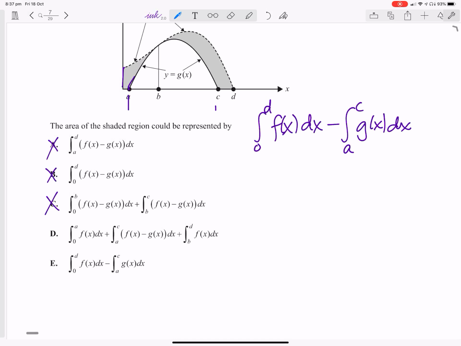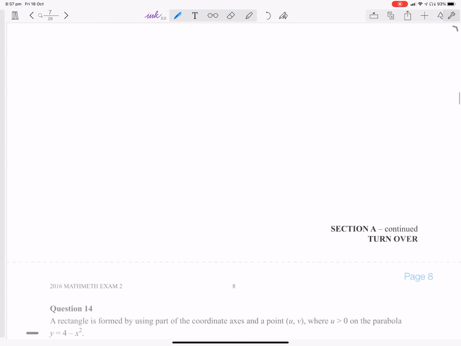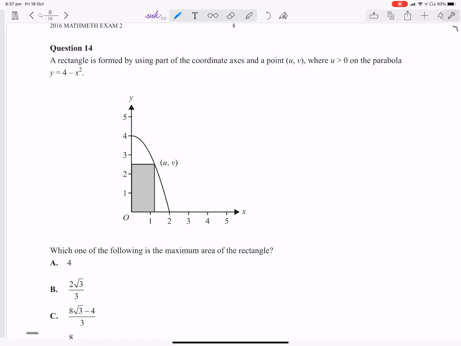0 to A, f of x, that could be that. A to C, that would be right. But then B to D would give us that area again. That's wrong. Oh, that's exactly what I said before. They're the same.